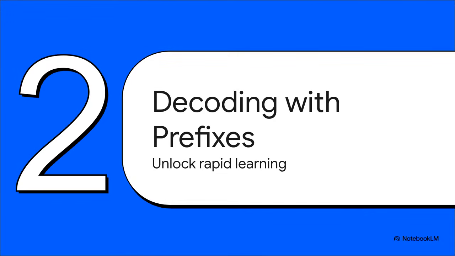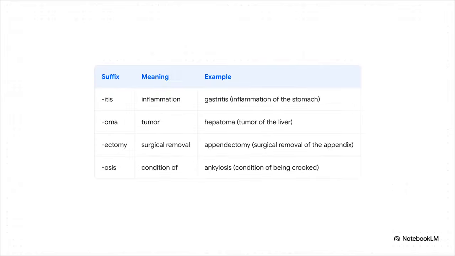Okay, so now you know the parts, but the real magic happens when you see how they create patterns. Seriously, learning just a few of these prefixes and suffixes can unlock hundreds of words for you almost instantly. Let me show you what I mean. Just look at this table. Once you know that itis means inflammation, you instantly get that gastritis is inflammation of the stomach. Makes sense, right? And if you learn that oma means tumor, then hepatoma is clearly a tumor of the liver. See the pattern? It's a code, and we're cracking it.